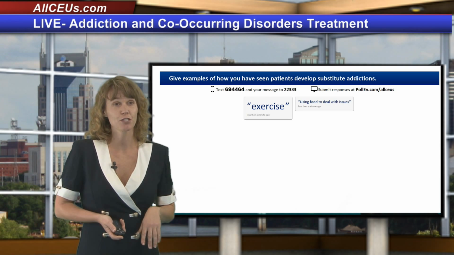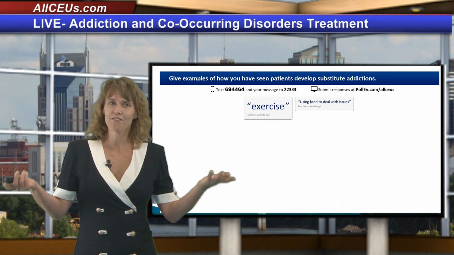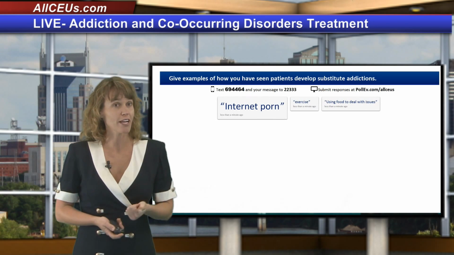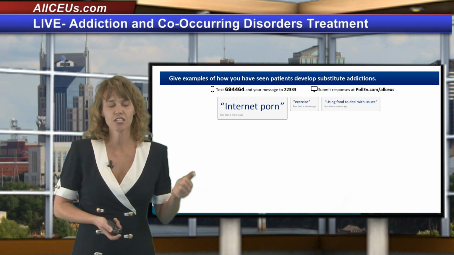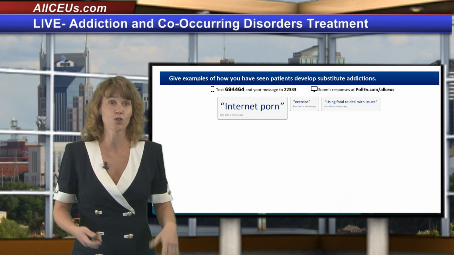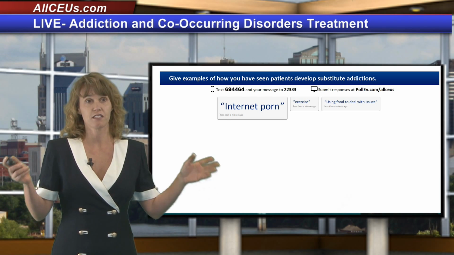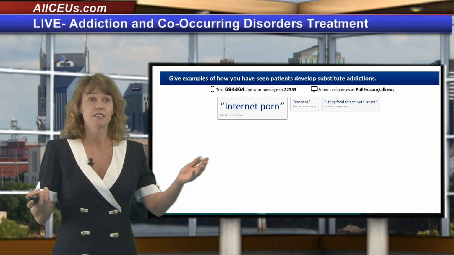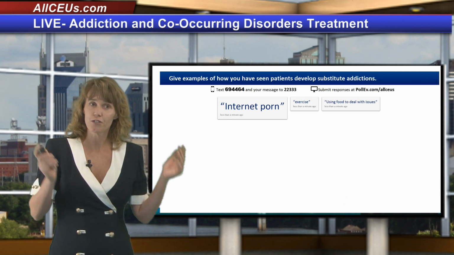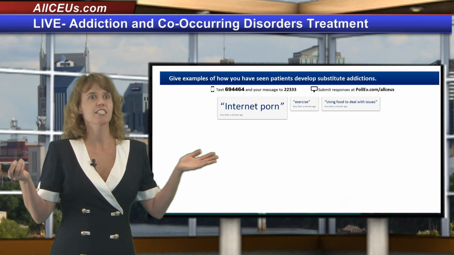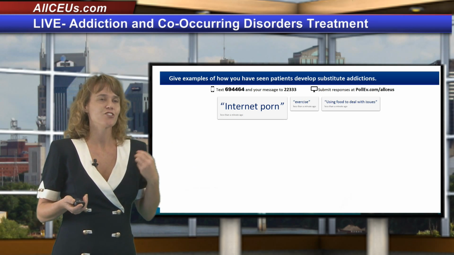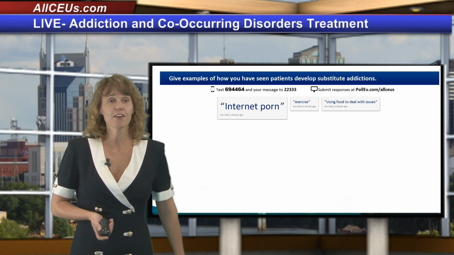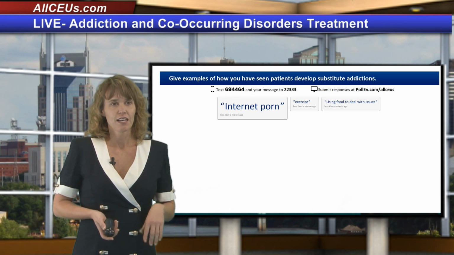Exercise, that is a substitute addiction. Again, everything in moderation. Exercise can be an addiction. It produces a great endorphin rush, but if you're exercising past the point where your knees are swollen and you have shin splints and fractured legs, that's not good. Internet porn is available 24/7, so if you're in intensive outpatient and you're struggling at 11 o'clock at night or 2 in the morning, internet porn's always there for you, just like your drug was.